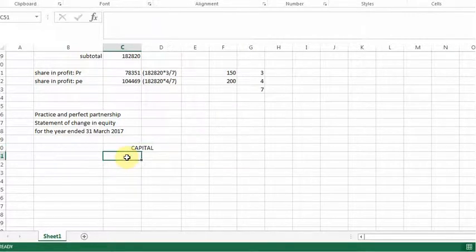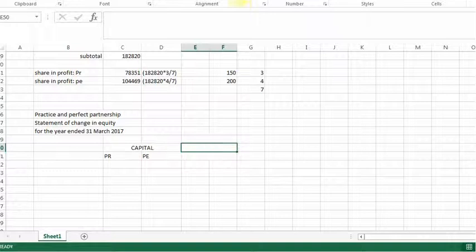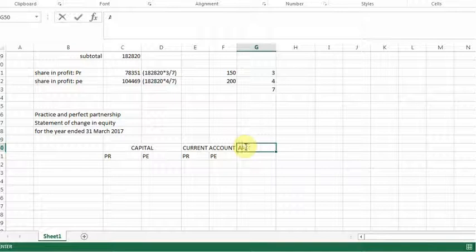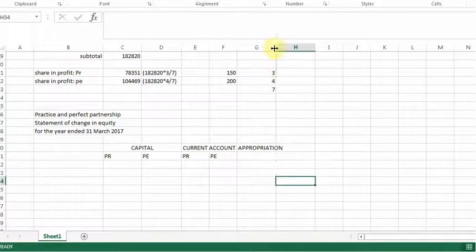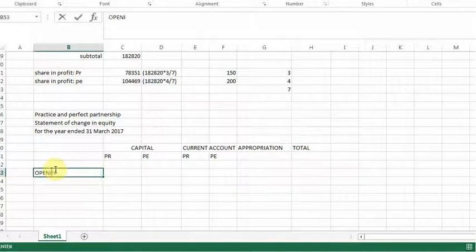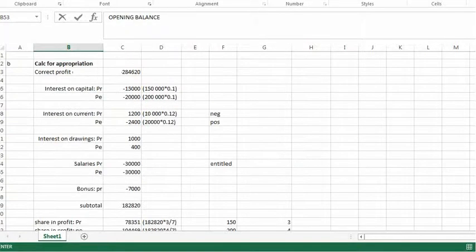And with regards to capital, I have one for practice, one for perfect. Then I need some current accounts. So then I'm going to say current accounts. There I need for practice and for perfect. And then I have my appropriation account and my total. Appropriation and of course then a total. Downward I start with opening balance, and then I can use my information in my appropriation calculation for guidance.